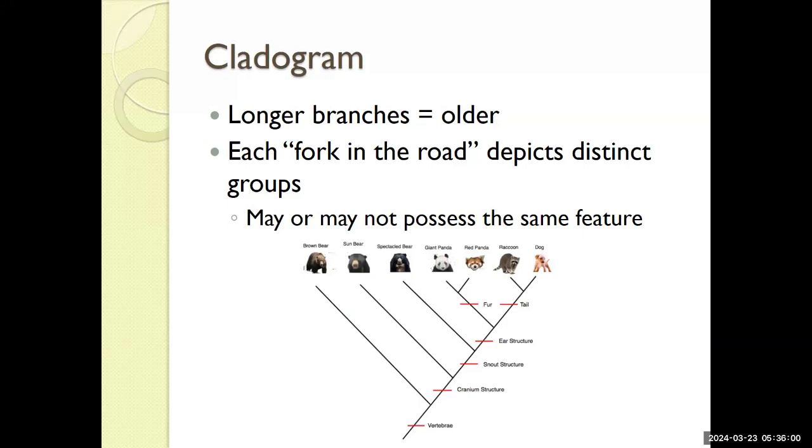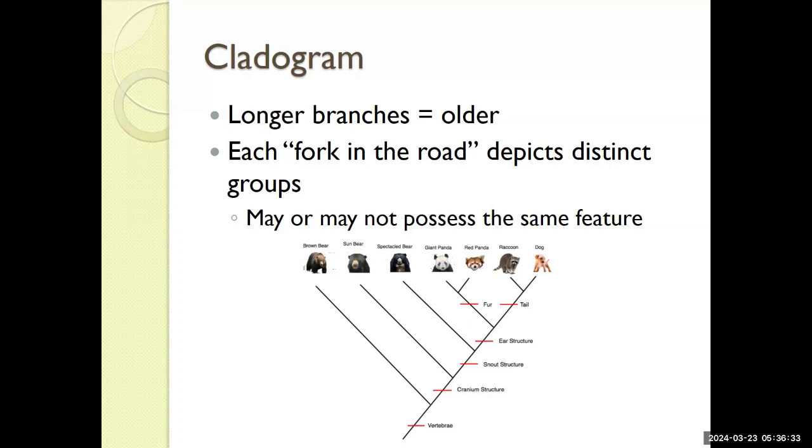Just like real trees, the longer the branches, the older they are, the lower they will appear on our evolutionary history track. Each fork in the road, each branch, if you will, depicts a distinct group, a unique adaptation or gene or trait or mutation. So we can look here at this particular diagram and see that every V shape is where one group goes one way and another group goes a different way.